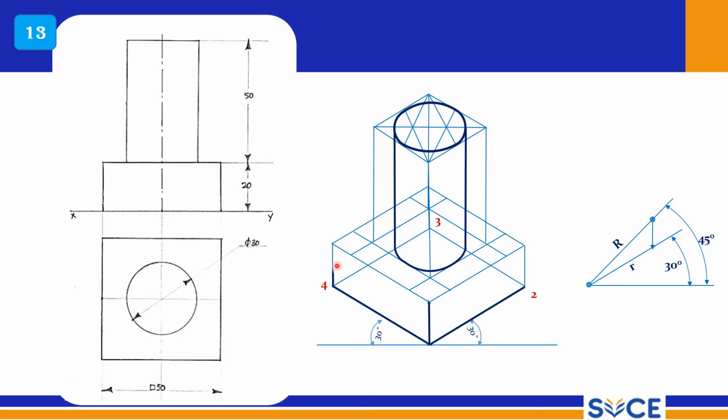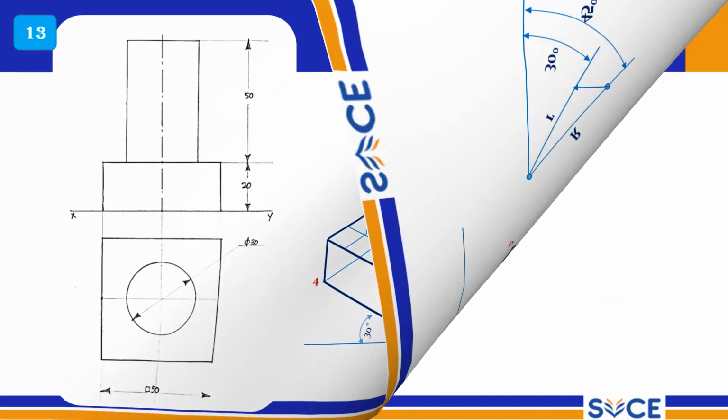And now this should be drawn with thick lines, right? Thick lines. Only the visible edges should be drawn with thick lines. So that is another problem, right? Combination of solids.